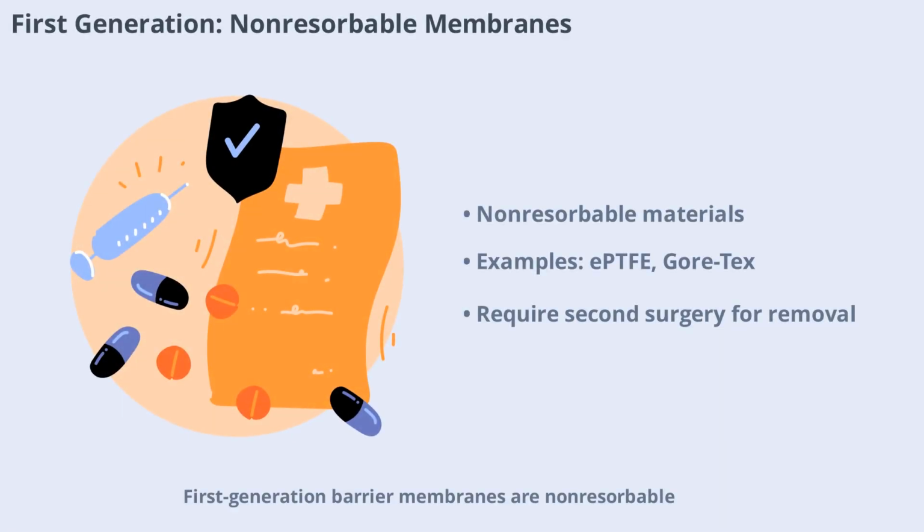First-generation barrier membranes are non-resorbable, meaning they do not degrade in the body and must be removed surgically after healing. Common examples include expanded polytetrafluoroethylene, EPTFE, Gore-Tex, dense PTFE, nucleopore, millipore filters, ethyl cellulose, and semi-permeable silicone barriers. These materials are highly effective in maintaining space and excluding unwanted cells, but their main drawback is the need for a second surgical procedure to retrieve the membrane, which can increase patient discomfort and risk.